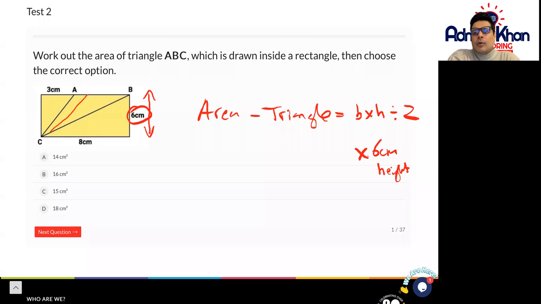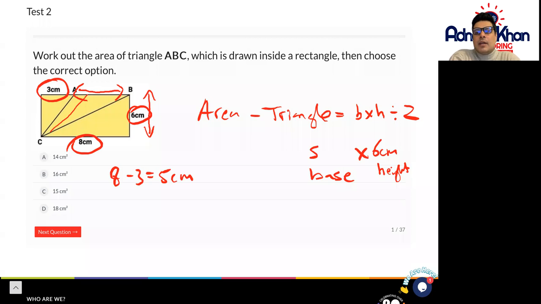Now we need to work out what the base is, or the width, and the base in this case is going to be this section here from A to B. Now the overall length is 8. We take 3 centimeters away from 8, and that will give us 5 centimeters. So the base is going to be 5 centimeters. Now 6 times 5 is 30.